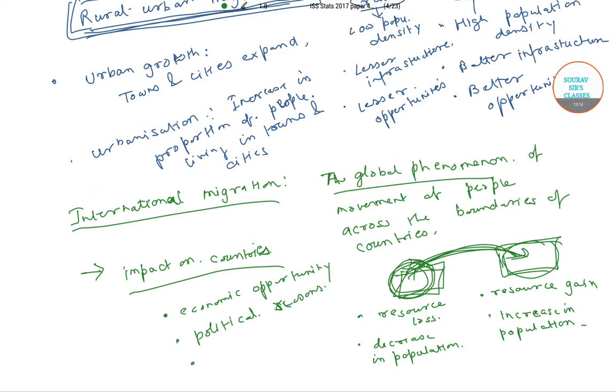Next is education. It is one of the main reasons why students migrate from one country to another, that is, they go for studying abroad. So economic opportunities, political reasons, and education are some of the reasons why people move from one country to another. These are some of the reasons for international migration.